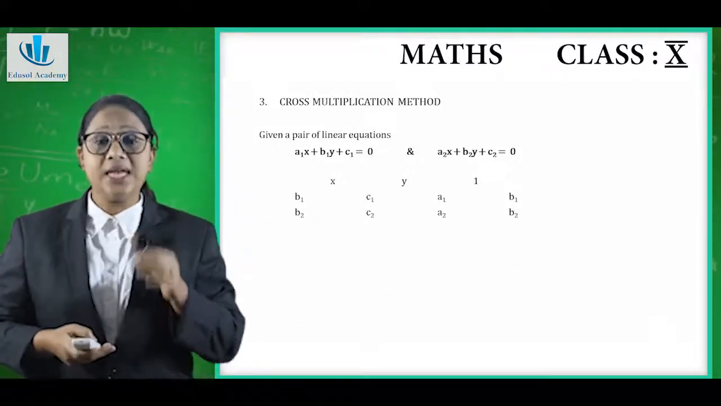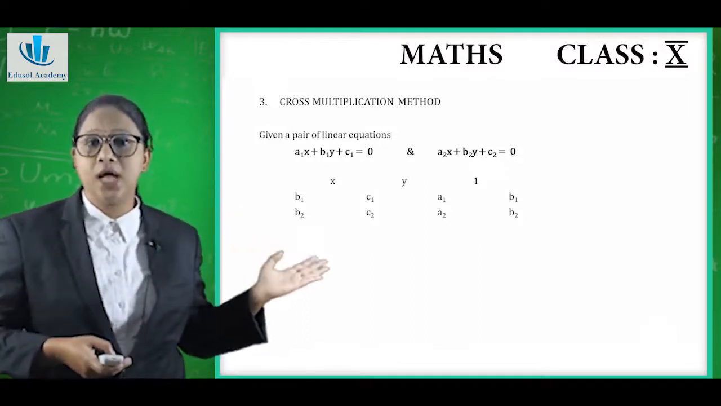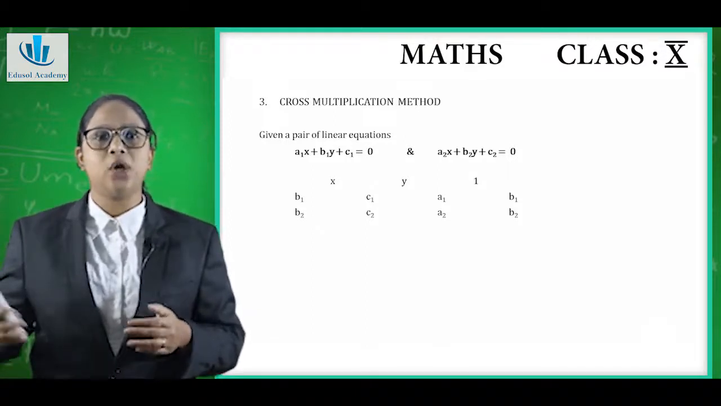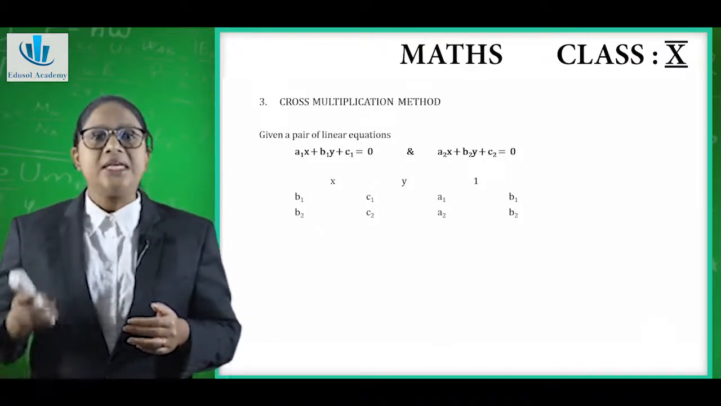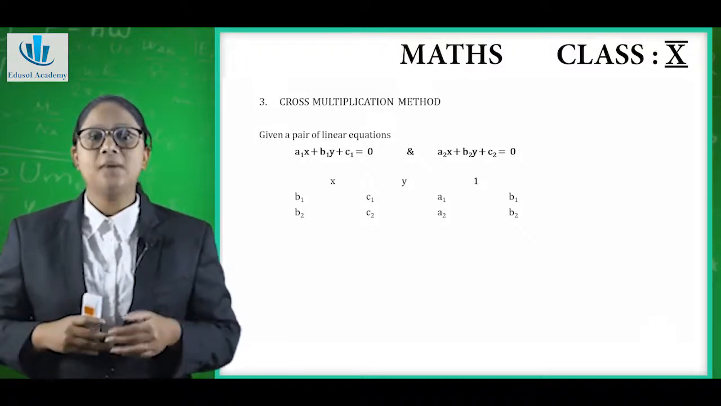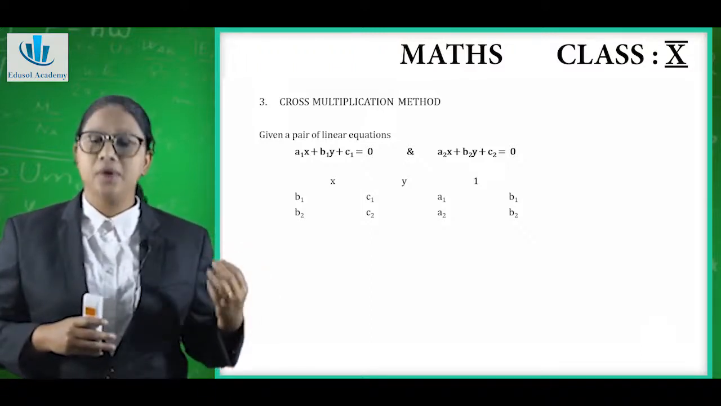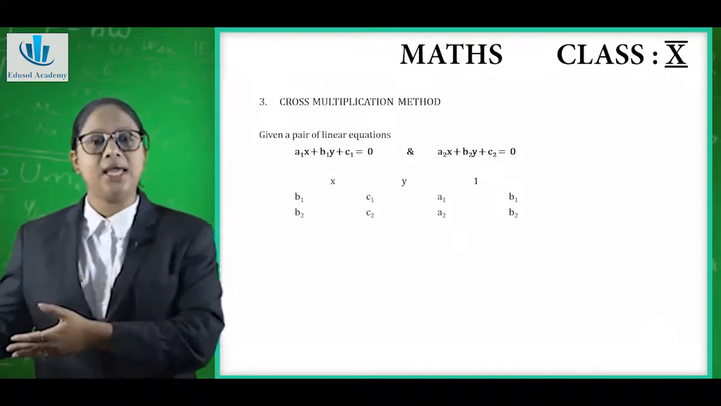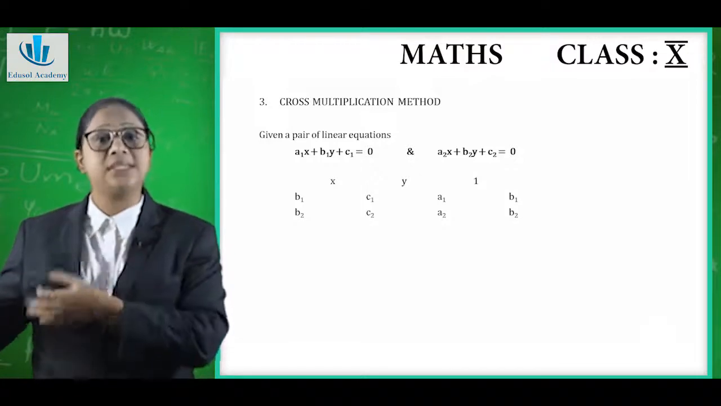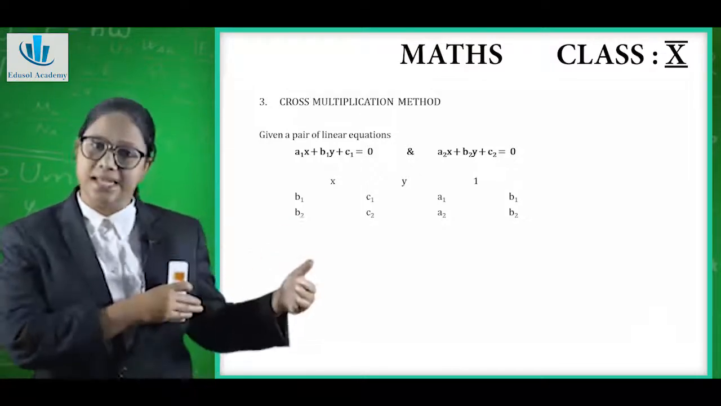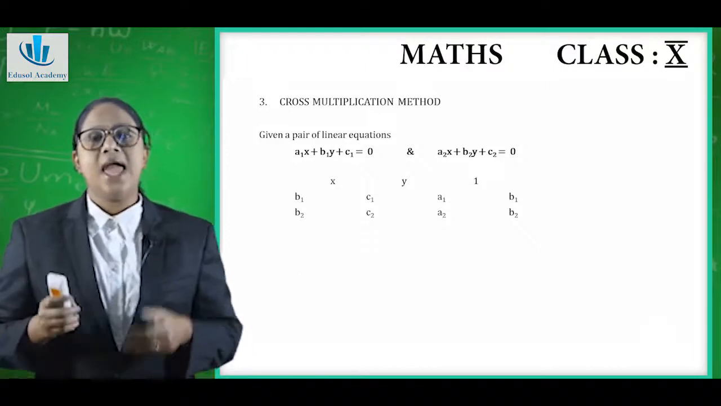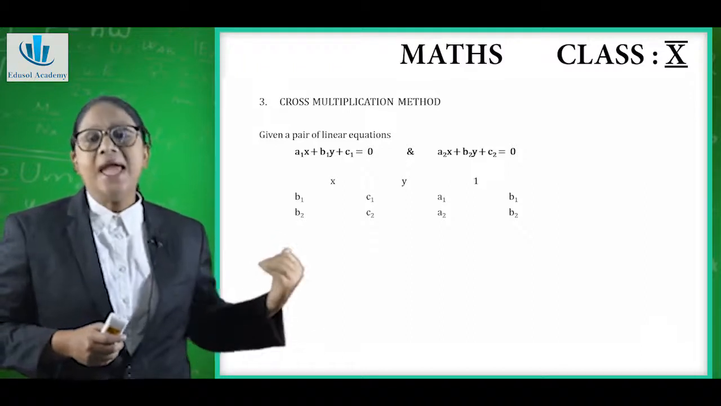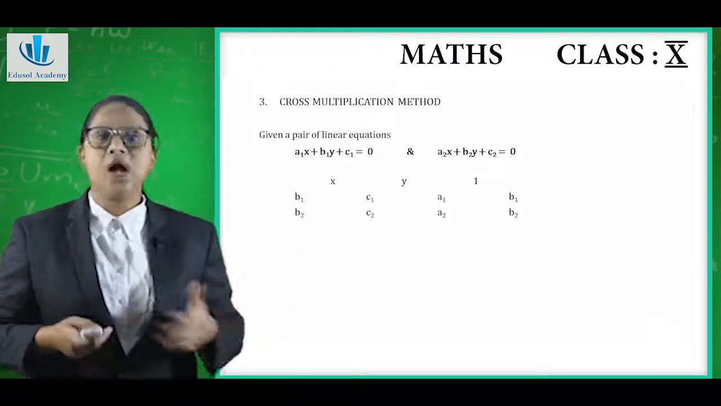So x, y, 1 will form the first three columns. Now you have to write the coefficients as shown on the screen. So b1, b2 on the left side of x, then comes c1, c2, then a1, a2, then b1, b2. So the second and third columns begin with coefficients of y, that is b1 and b2, and end with the same b1, b2. So we have written x, y, 1, then b1, b2, c1, c2, a1, a2, and b1, b2 again.